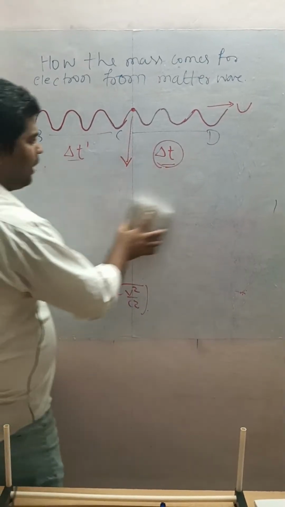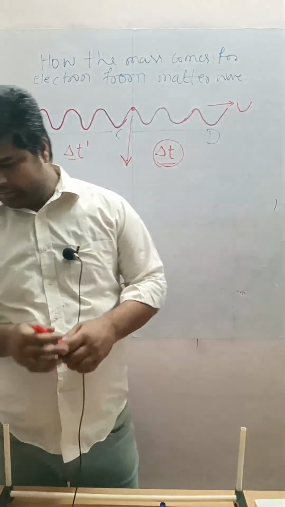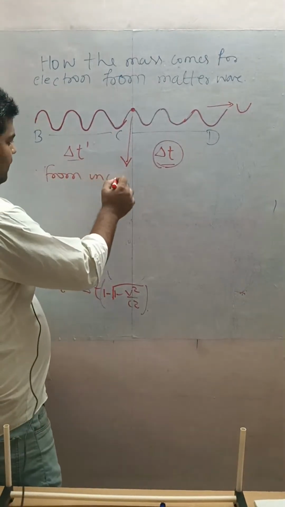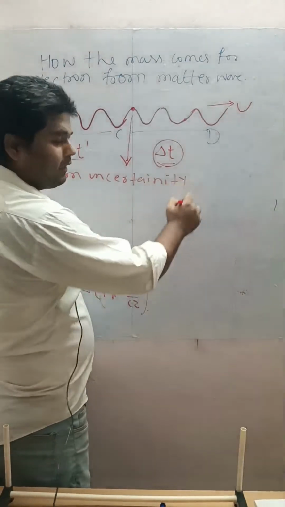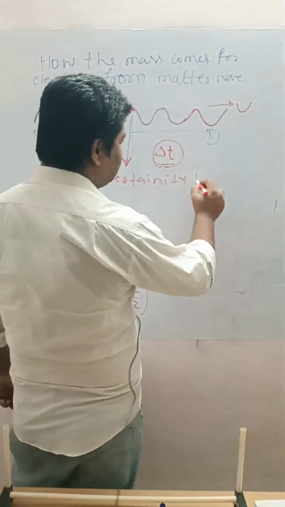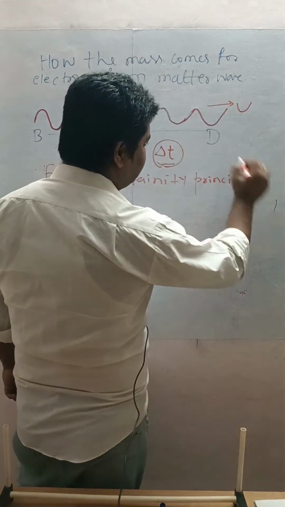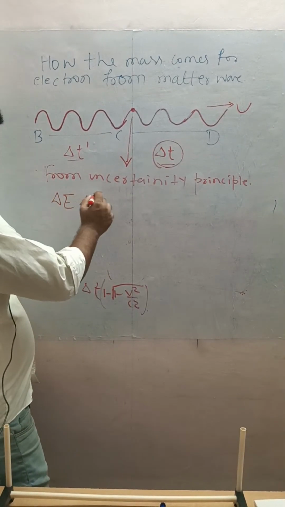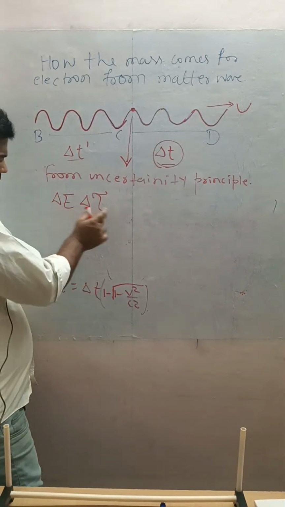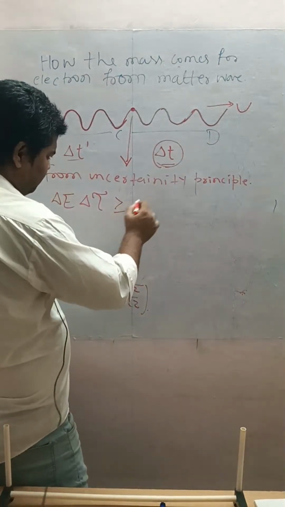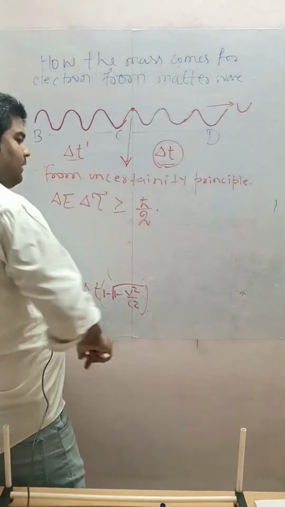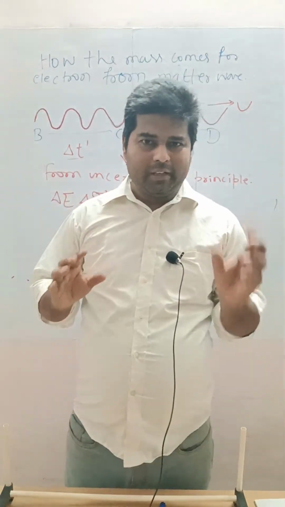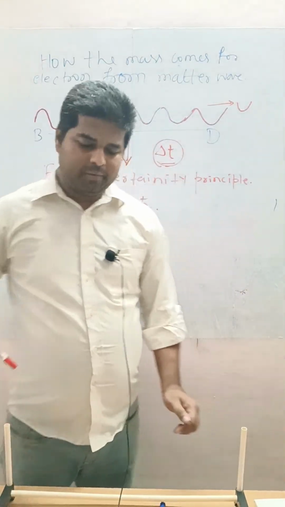As we know, from the uncertainty principle you can see that energy and time also have an uncertainty relation among them. Like momentum and position, we have an uncertainty relation between the energy change and the time change for a quantum particle.